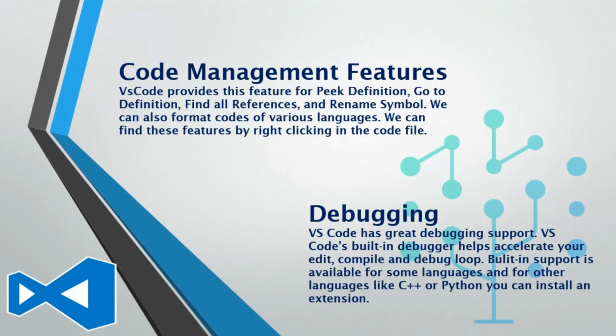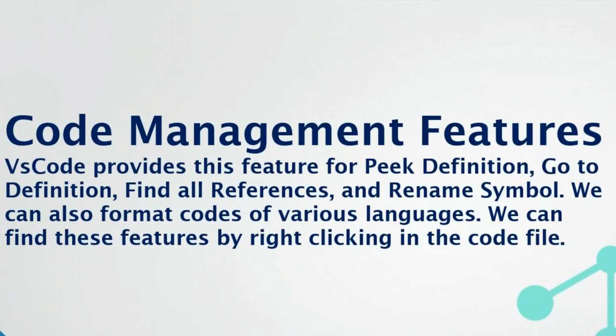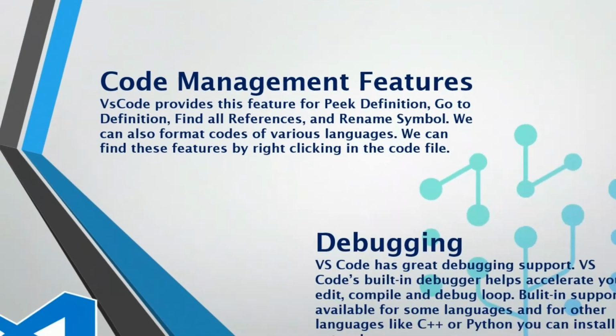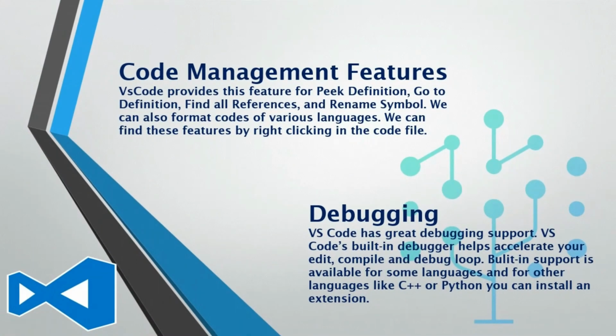VS Code provides code management features for peek definition, go to definition, find all references and rename symbols. We can also format code of various languages. We can find these features by right-clicking on the code file.